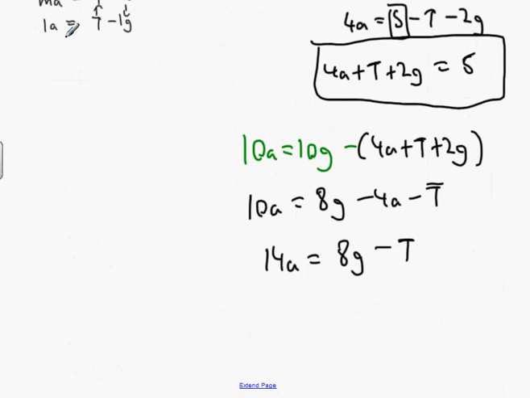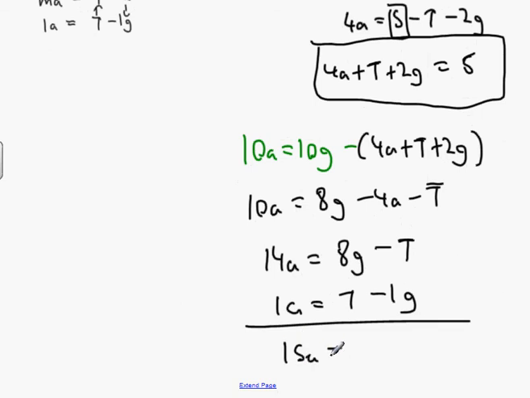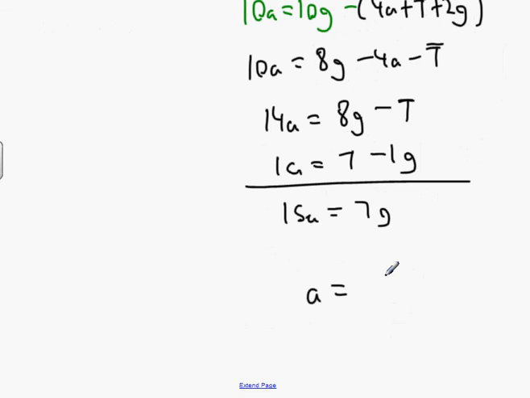So, adding the tension equations as before, we're now going to get 15A equals 7G. Then A equals 7 over 15G. Last time it was 9 over 15, wasn't it? So we've been affected by a factor of 2 over 15G.